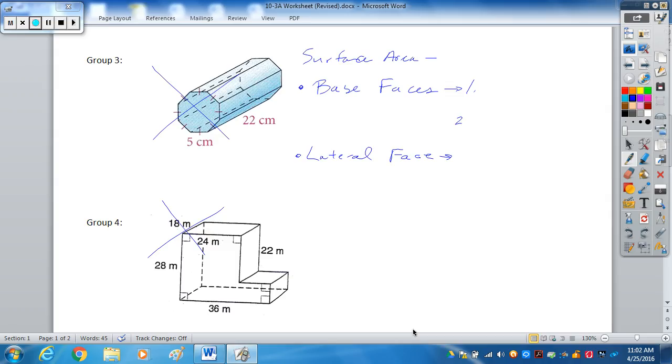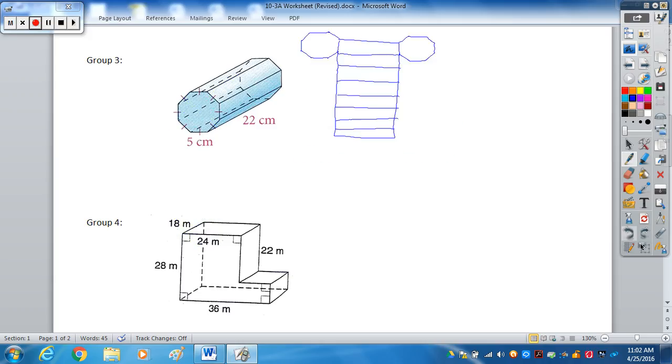Okay. Oh, I don't know why that did that. Hopefully it'll go forward. Well, interesting. And then I want to make sure I label all of my dimensions. So these are all 5 centimeters. Okay, and as are these. Okay, and then these are all 22 centimeters.